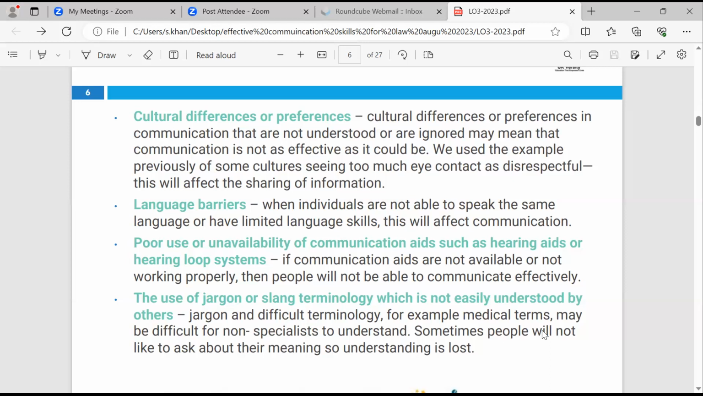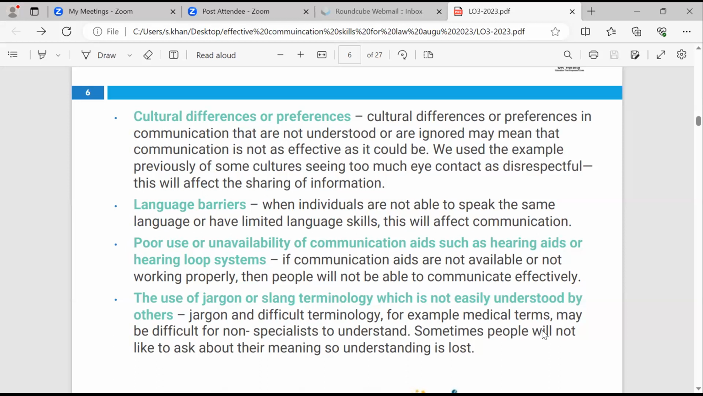So you've got language barriers, and this is when individuals are not able to speak the same language or have limited language skills. This will affect communication, and this is a big thing. Sometimes people from different cultures are not able to understand the nursing or healthcare jargon, so you should speak to that person to make them understand, and provide them an advocate or an interpreter to help them understand. Poor use or unavailability of communication aids, such as hearing aids or hearing loop systems: if communication aids are not available or working effectively, then people will not be able to communicate effectively.